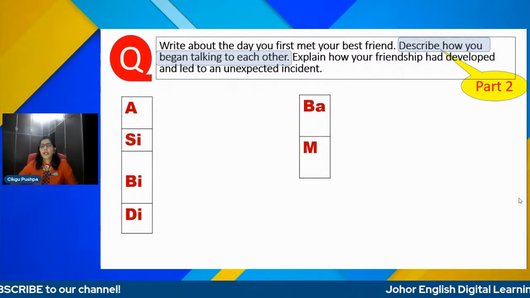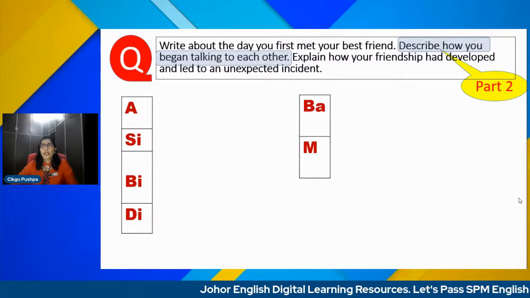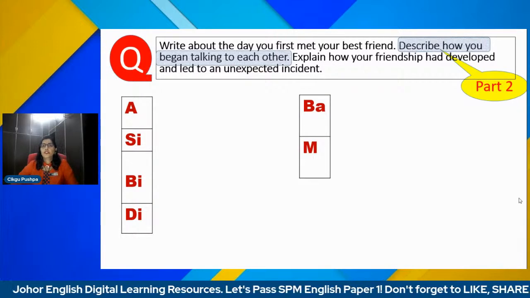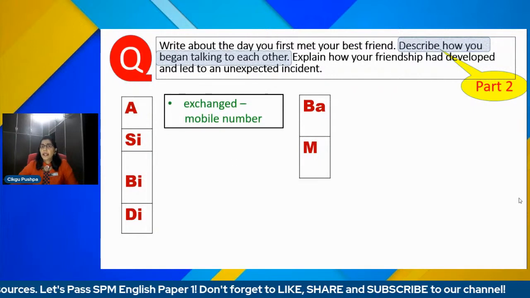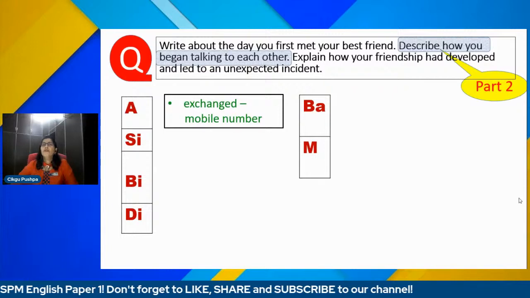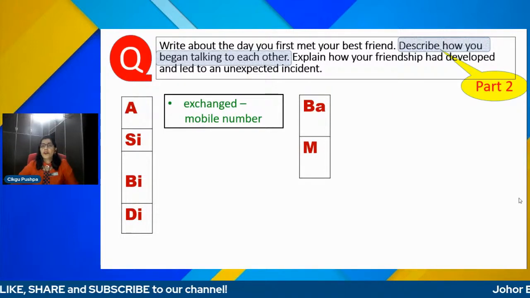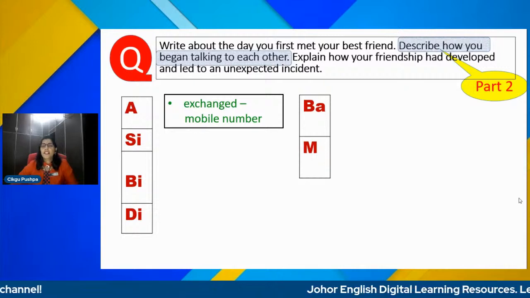So again, now ask. A stands for apa. Apa, what? What did you do? What did you do so that you, right, talk to each other? So you exchange. What again? What did you exchange? Well, mobile number. You see, you are using ASIBIDIBAM in order to ask questions. And here come your points, which will definitely help you to write sentences.